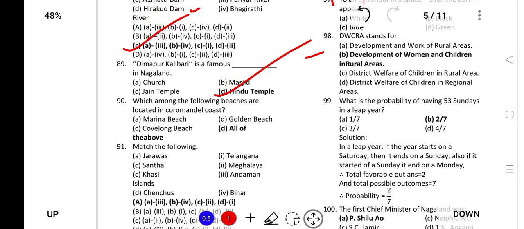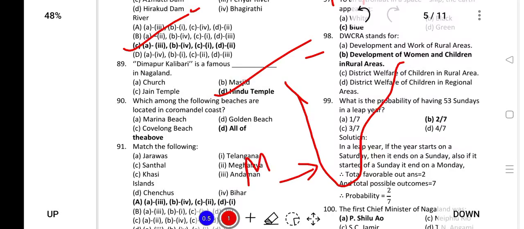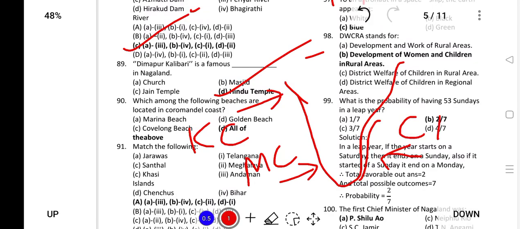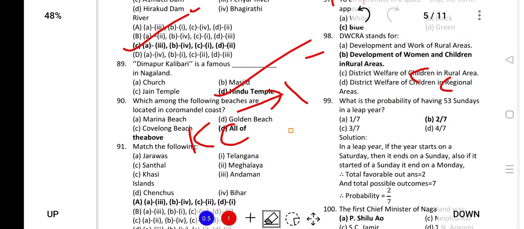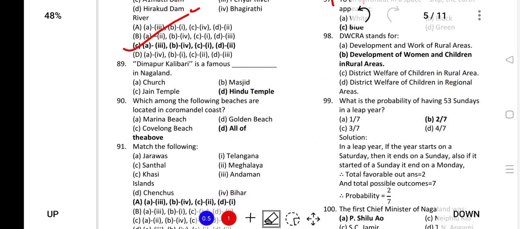Which of the following beaches are located on the Coromandel coast? Coromandel means the southern side of India: basically the Malabar coast, then above that the Konkan coast, then on the Tamil Nadu side it is the Coromandel coast, and then on the side the Northern Circars. So the Coromandel coast includes Golden Beach and Marina Beach. So it is all of these.